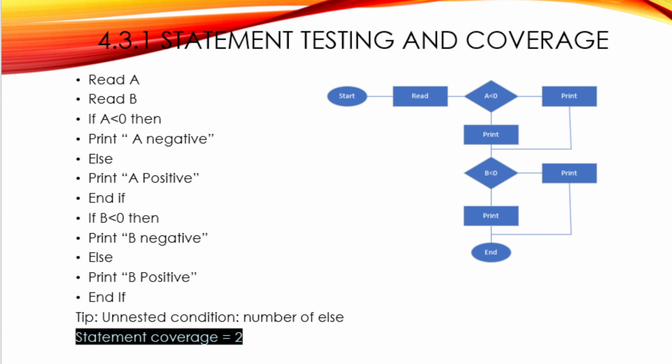Here is another example. Read A, read B. On the right-hand side you can see the flow diagram. If A is less than 0, then print A negative, else print A positive. And if B is less than 0, then print B negative, else print B positive. These are unnested conditions. In this case statement coverage is 2, because we have 2 else, so our statement coverage is 2.